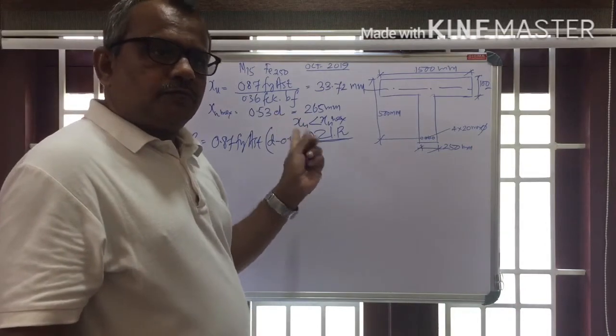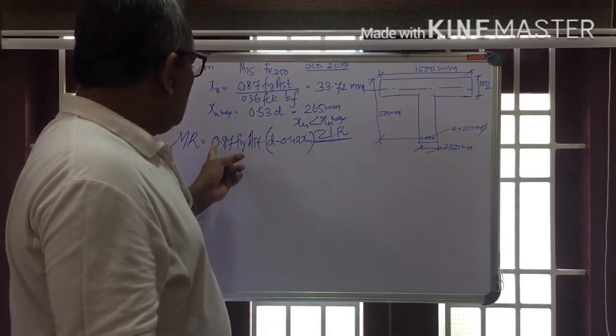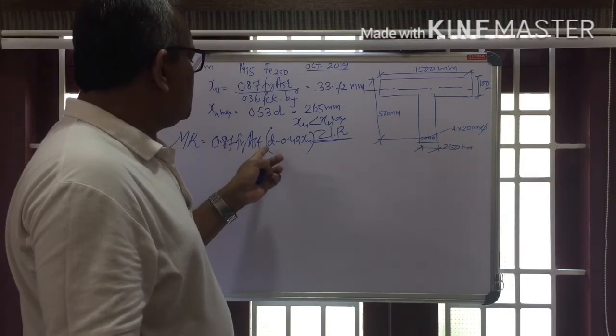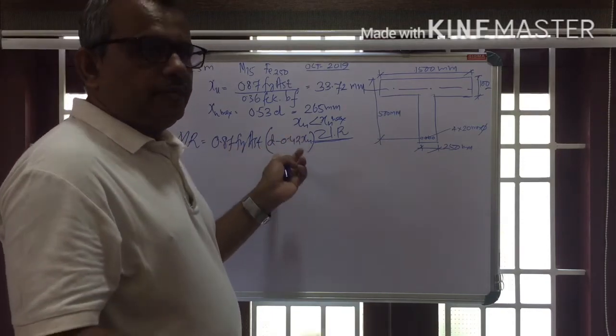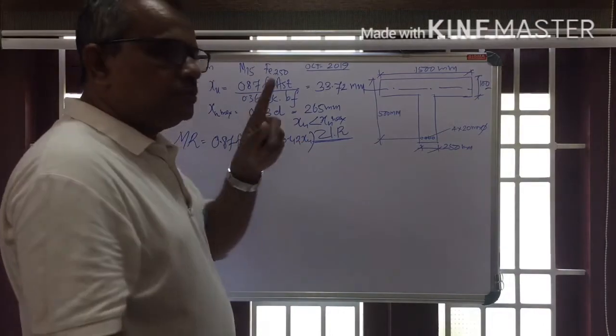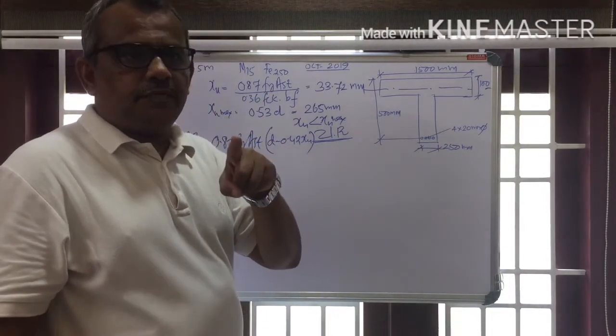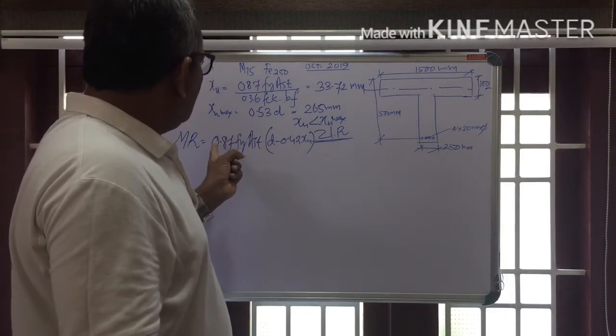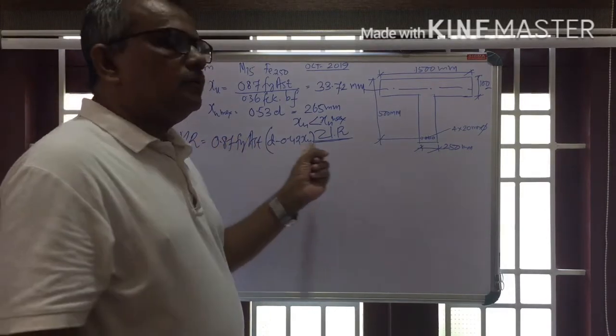Or from the code you can take the formula that is given in the code. Both are the same: 0.87 Fy into AST into D into (1 minus ...). That formula you will get from the code, from the same Annexure G, page 96, which I have already told you about. From that, you take the formula and find out the MR.